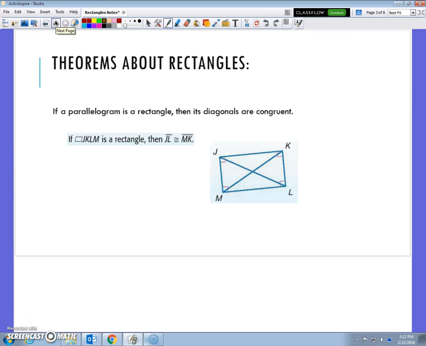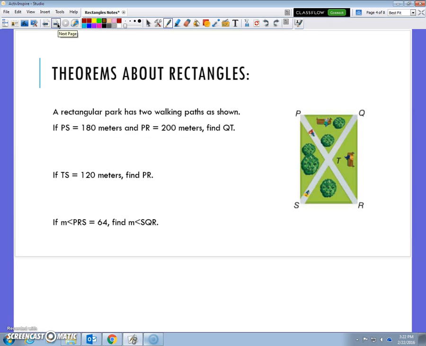This is just emphasizing the importance of how the diagonals of a rectangle are congruent. So this entire length KM is equal to this entire length JL, but also since they are bisecting, if we said this is O in the middle, JO is congruent to MO, is congruent to KO, is congruent to LO. They're all congruent little segments in there. Okay, so let's use this information to solve this problem.